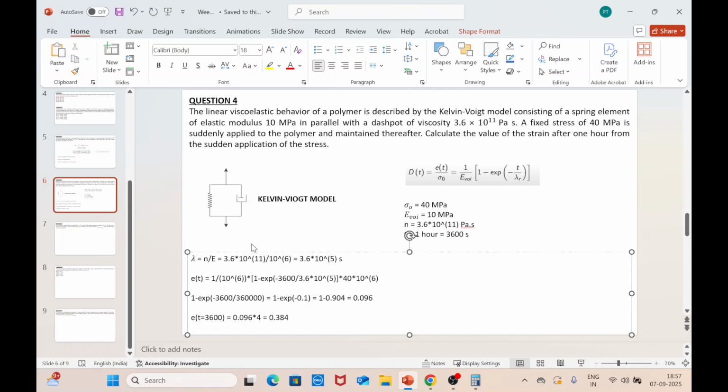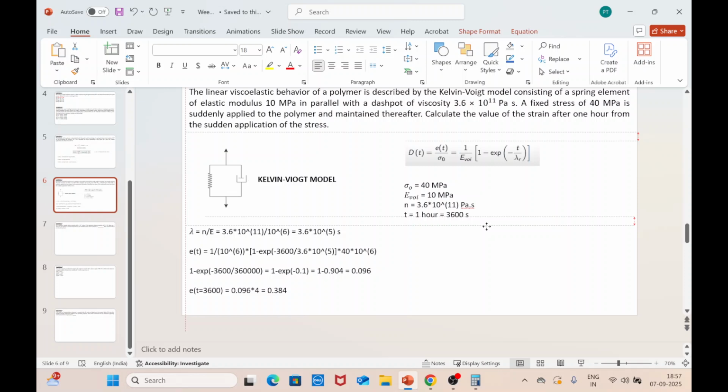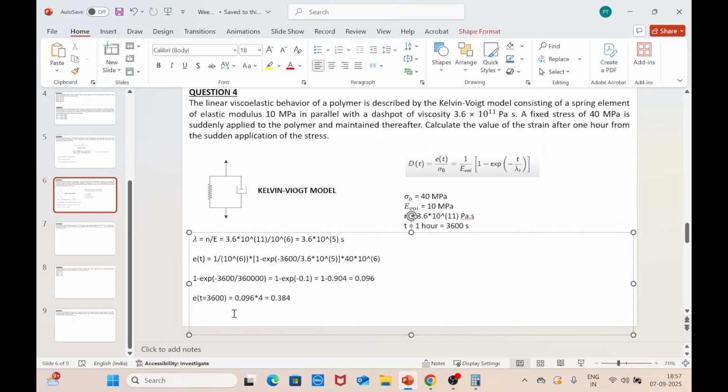So the one that I calculated prior was actually the compliance. So that is also a good thing. So compliance is going to be 9.6 times 10 to the power minus 8 pascal inverse, or you can say meter square per Newton.